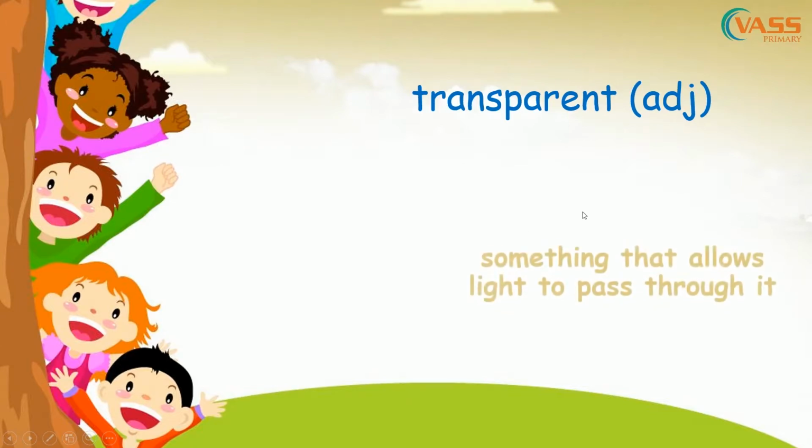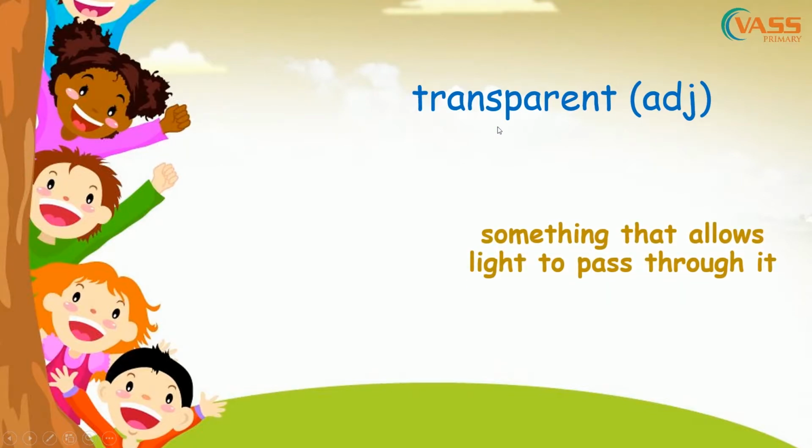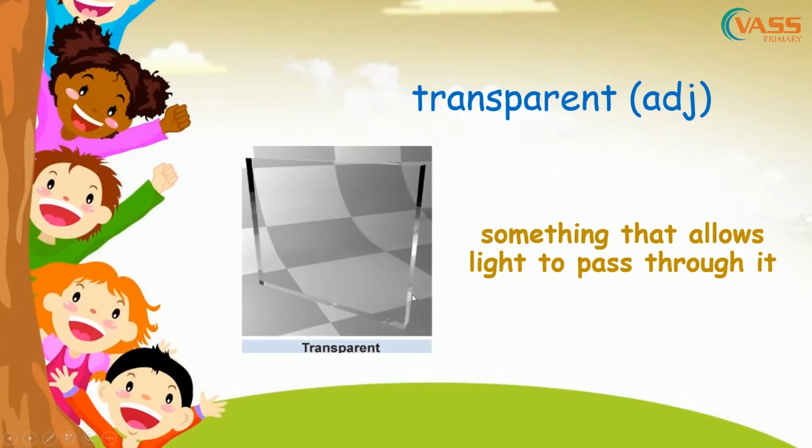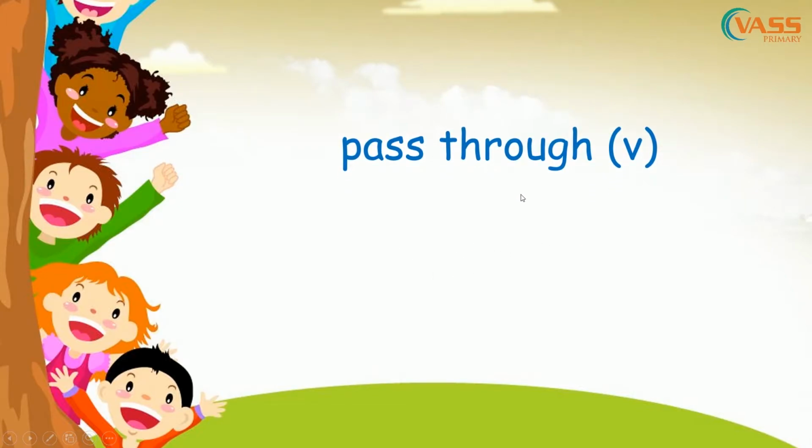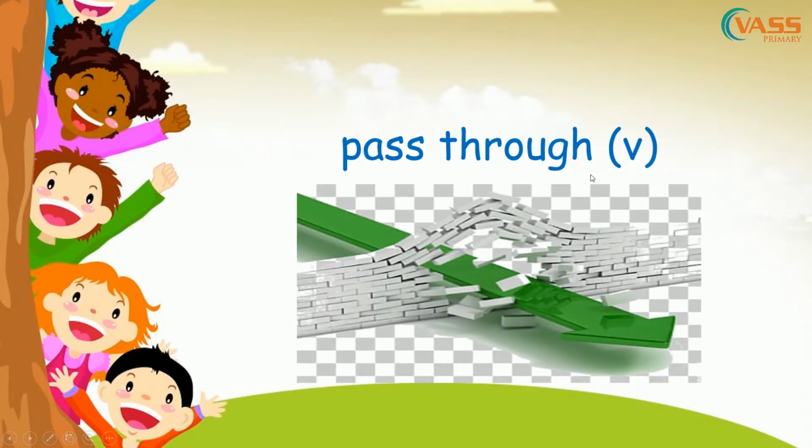Transparent. Repeat after me. Transparent. Something that's transparent allows all the light to pass through it. Maybe this is a piece of glass, and if something was behind it, we could see it very clearly because it's transparent. Pass through. When something can pass through, that means the path is not blocked.